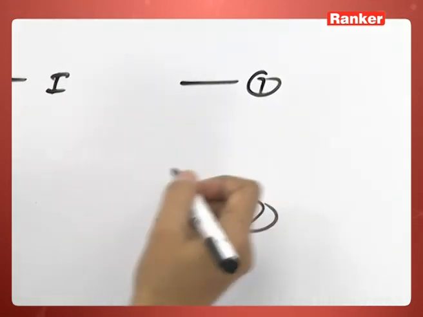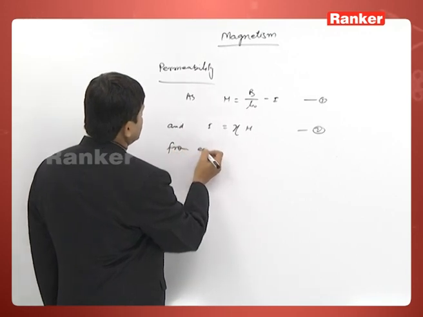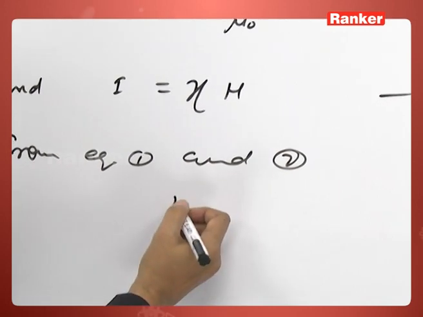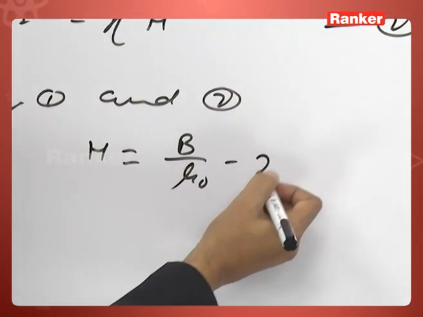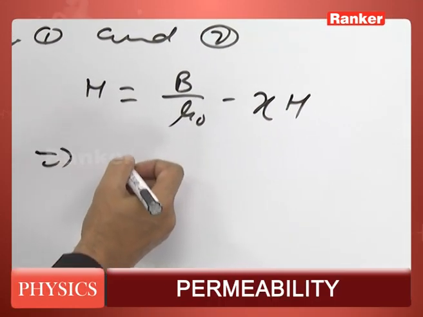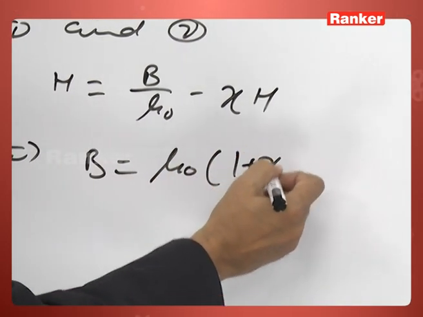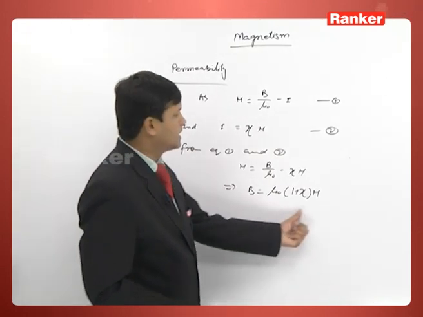So, we can see from equations 1 and 2, H is given as B by mu naught minus psi into H. So, this we can write here, B is equal to mu naught into 1 plus psi into H. This is the relation here.